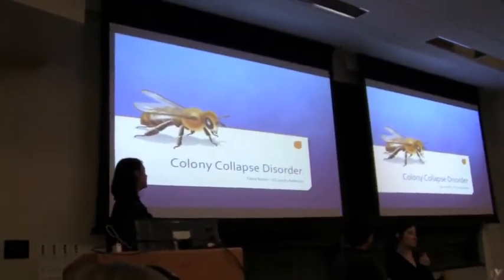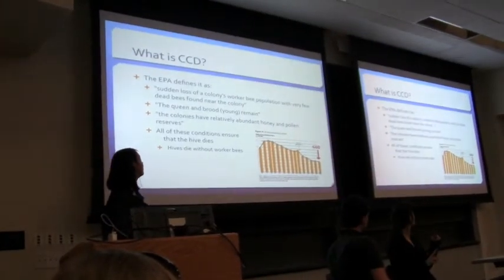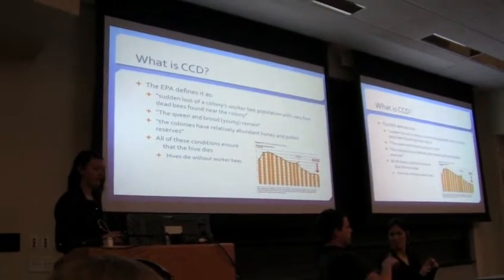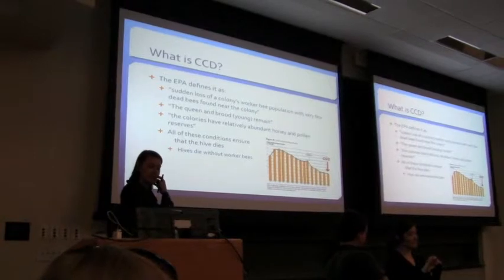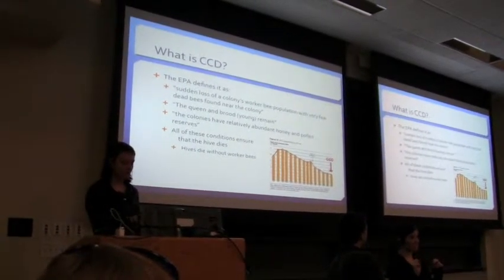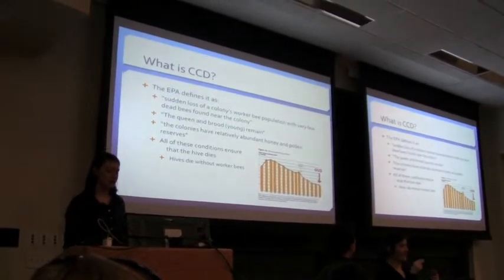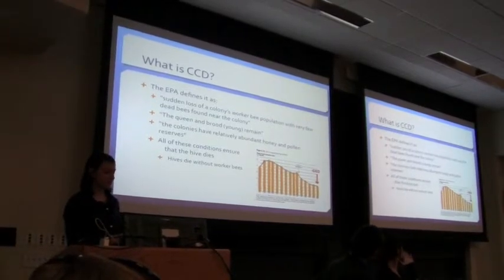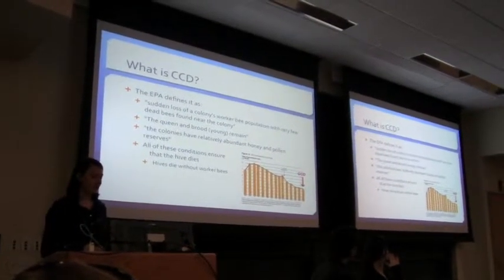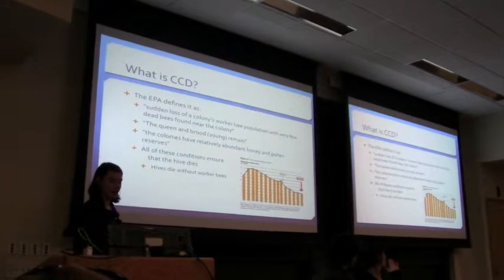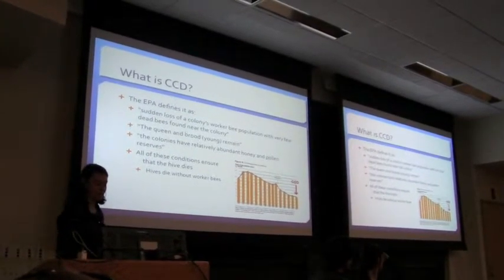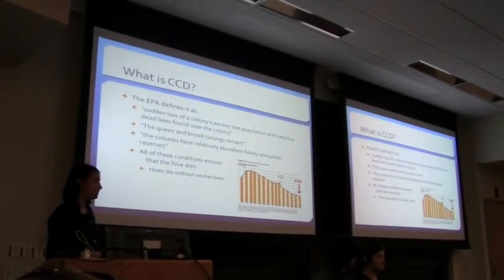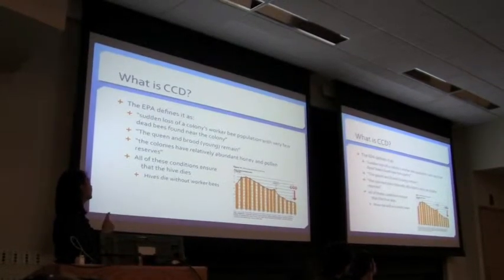So my presentation is on colony collapse disorder. What is colony collapse disorder? A lot of people don't know what it is. The EPA defines it as a sudden loss of a colony's worker bee population with very few dead bees found near the colony. The queen and brood, the young, remain, and the colonies have relatively abundant honey and pollen reserves. So you need all of these to have colony collapse disorder.